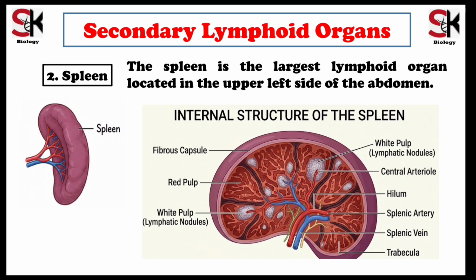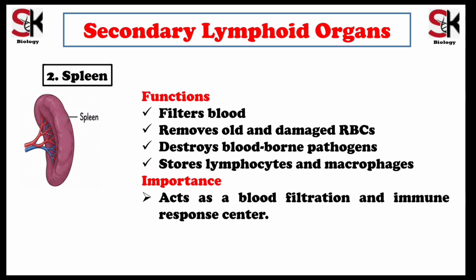Blood enters the spleen through the splenic artery and is filtered before leaving through the splenic vein. Functions of the spleen are: it filters blood, removes old RBCs, destroys blood-borne pathogens and stores lymphocytes and macrophages. The spleen is important as it acts as both a blood filtration organ and an immune defense center.